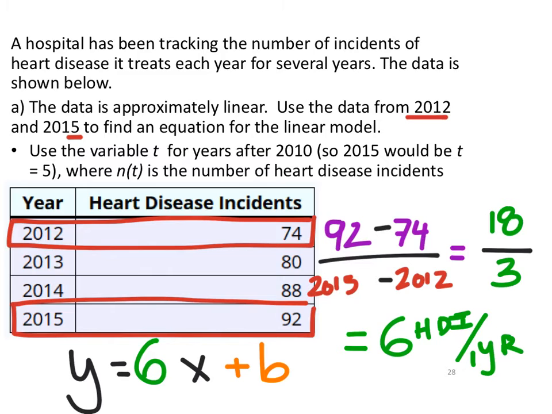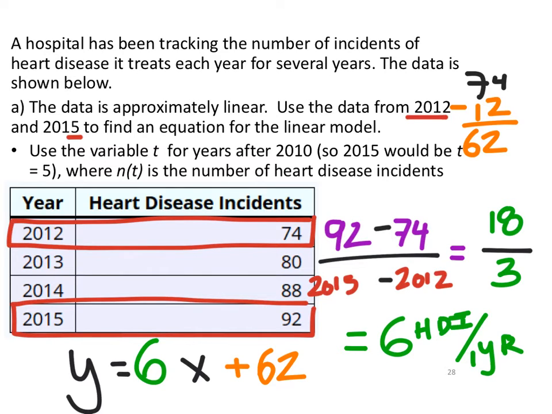So we'll just subtract that from 2012, which had 74 incidents. They had 74 in 2012, and we're going to subtract 12, because that would have been 2 years earlier, 6 per year, that's 12 over the 2 years, and what do we get, 62? So for the year 2010, it would have shown as 62 heart disease incidents. So now I can replace that b with 62. And it's positive 62, by the way, so we just keep it as positive 62.